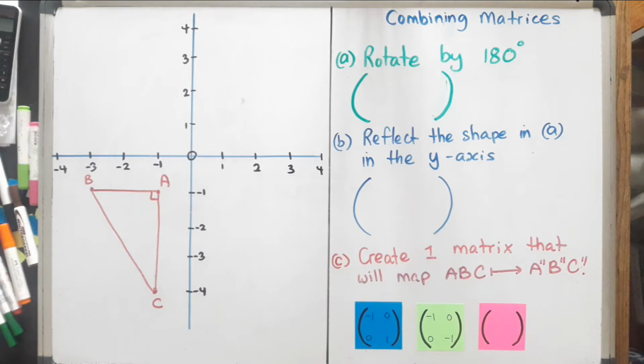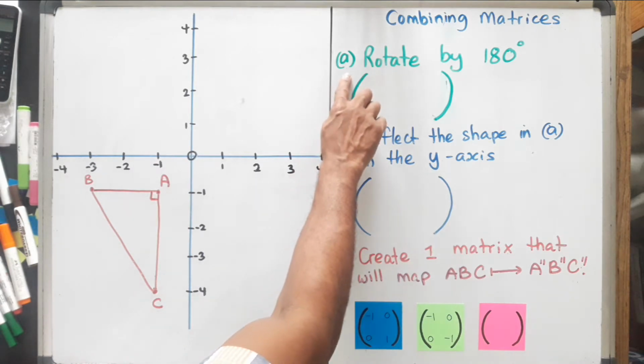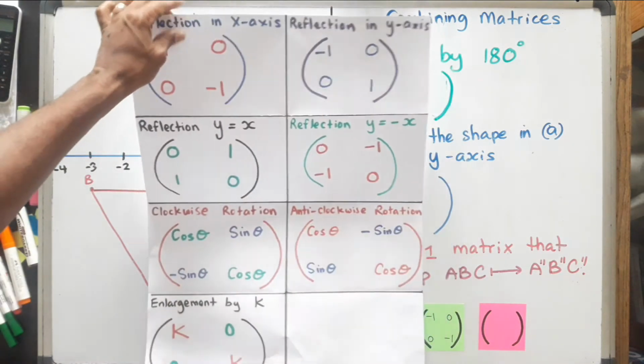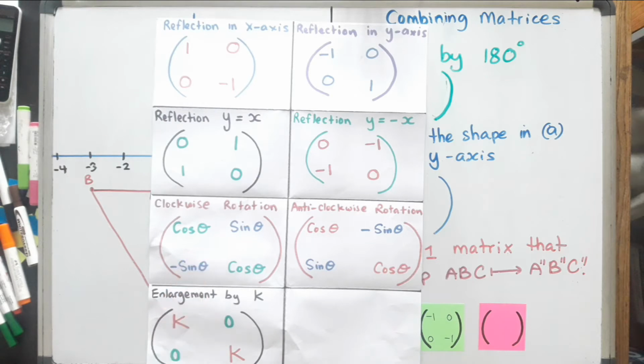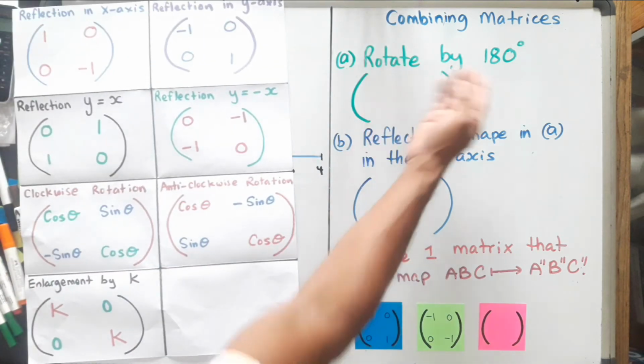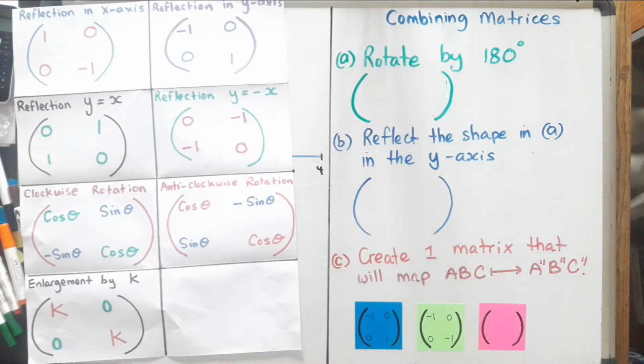Now, here's what I want you to do for this shape in part A. I want you to rotate it by 180 degrees. Now, you notice I said rotate. So when you are rotating, there are 2 ways you can rotate, clockwise or anti-clockwise. So which one am I talking about? I did not specify in the question. However, remember I told you previously, when it's 180 degrees, you can choose any one of them.